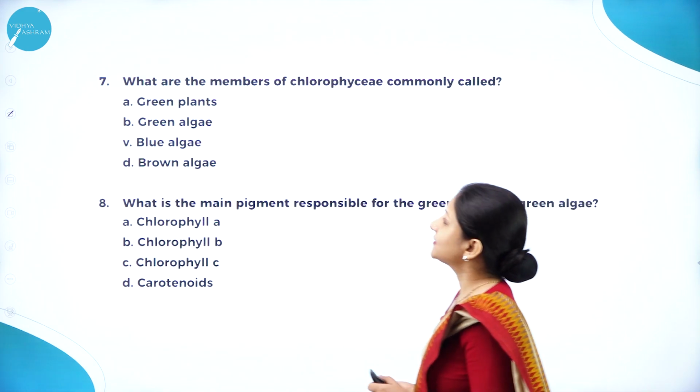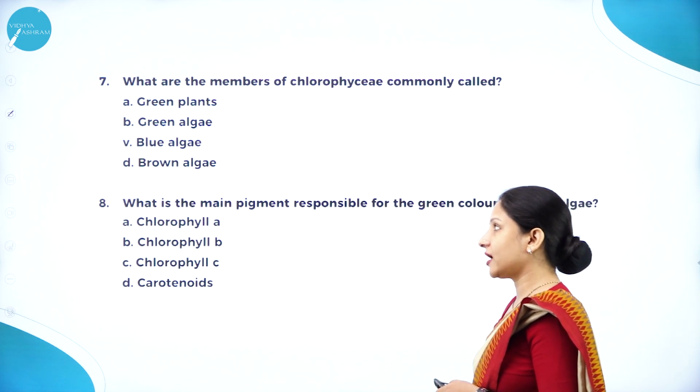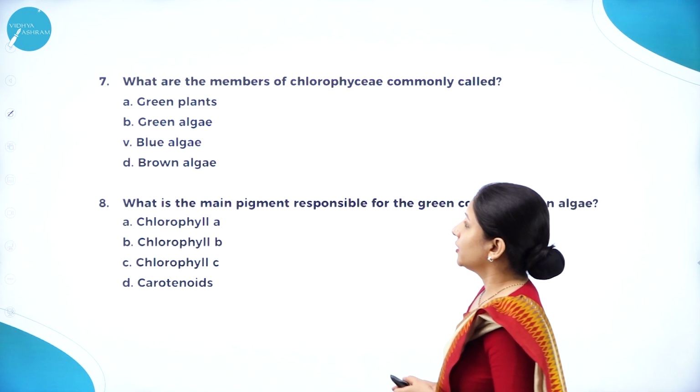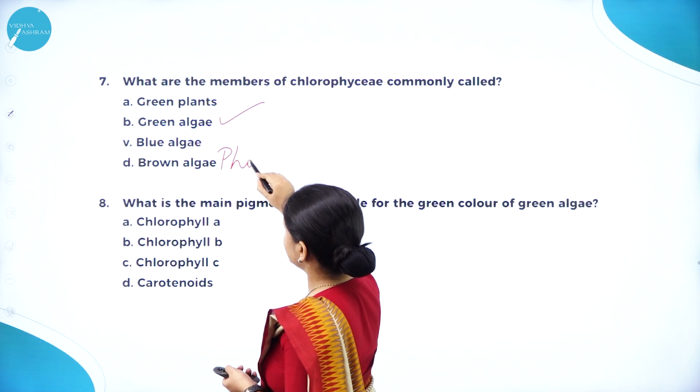So that is why. Next, what are the members of Chlorophyceae commonly called? Green plants, green algae, blue algae, brown algae. No, it is green algae. Brown algae, it is Phaeophyceae members.